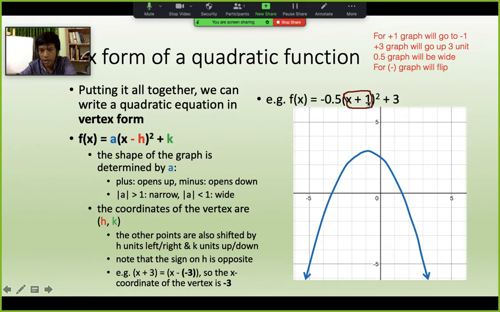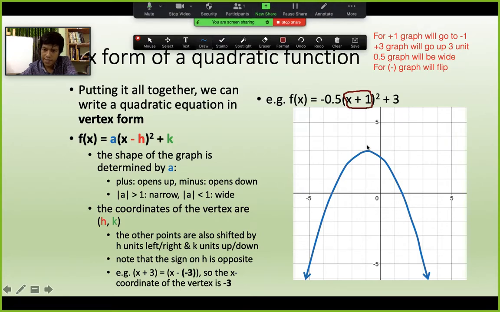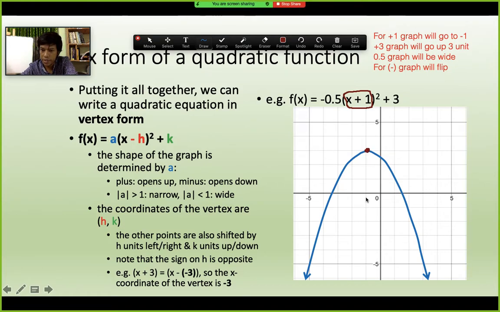For this plus 1, the graph will go to the left side. For this 3, the graph will go to the upside. For this minus, the graph will flip. For this 0.5, the graph will be wide. Okay, so this is how we can draw the graph from this form. This is called vertex form because from this we can exactly get the vertex. What is the coordinate of the vertex? The coordinate of the vertex is (-1, 3).